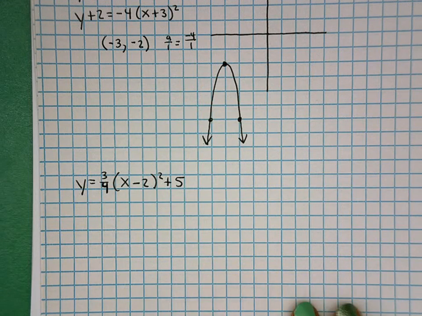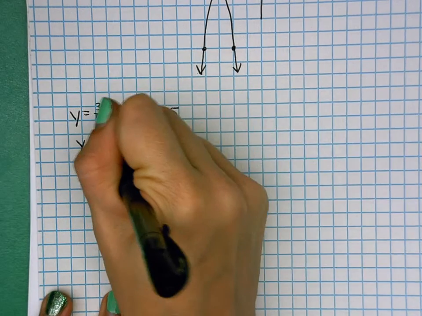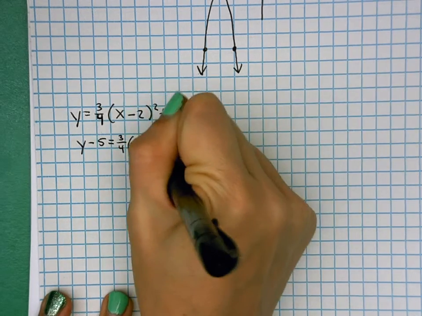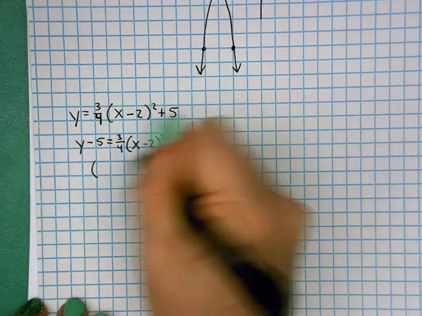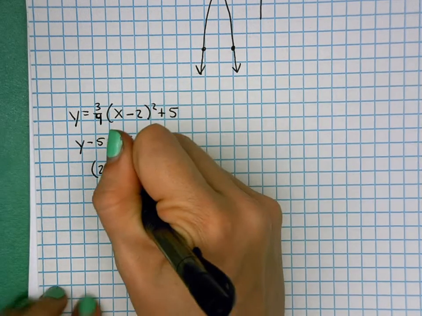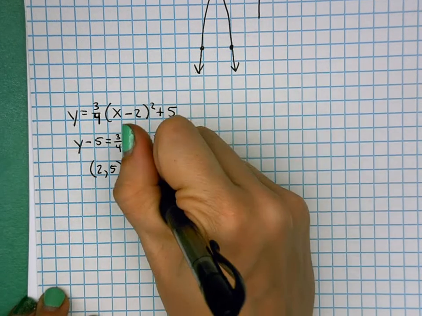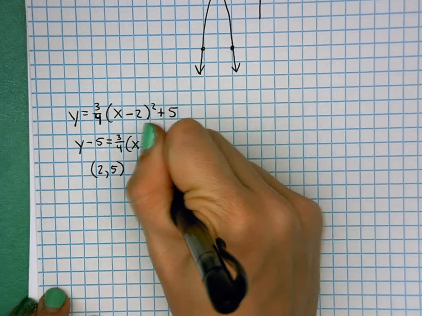Okay, descriptive form, subtract this 5 over. We have y minus 5 equals 3/4 times the quantity of x minus 2 squared. That means my x in my HK, my vertex, is going to be +2, my y is going to be +5. I am a over 1 for a quadratic, so my a is 3/4 over 1.